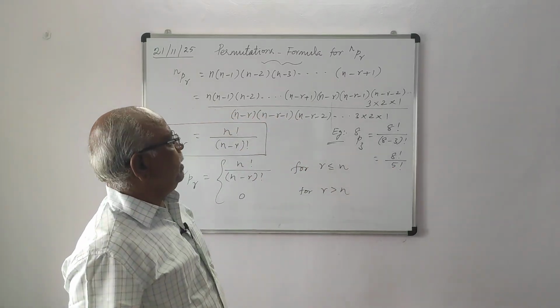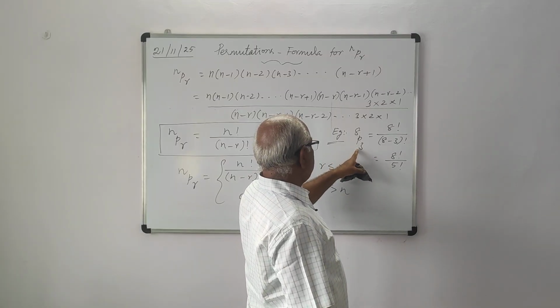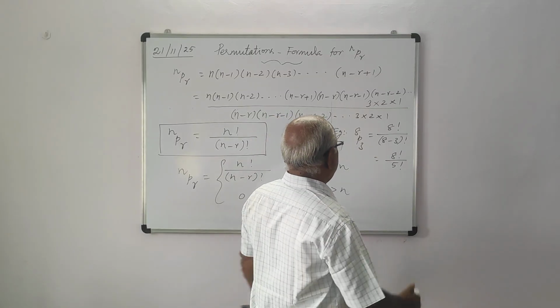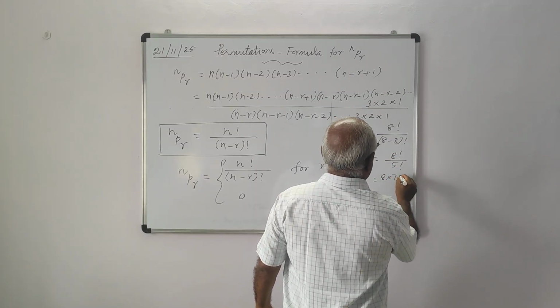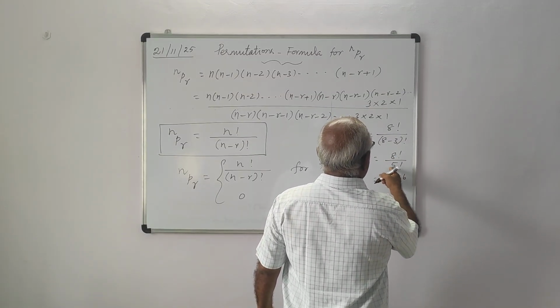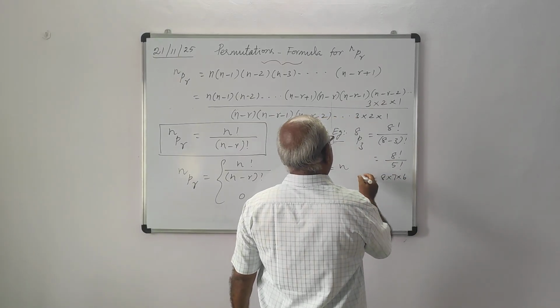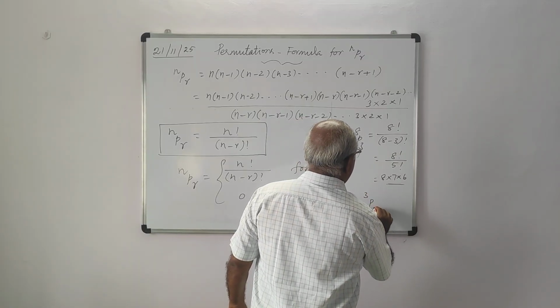So 8P3 is 8 factorial by 8 minus 3 factorial, that is 8 factorial by 5 factorial. The terms 1 to 5 get cancelled in both the numerator and denominator. You will get only 8 into 7 into 6. The 5 factorial in both numerator and denominator gets cancelled, so you get 8, 7, 6 only. That's all the idea.